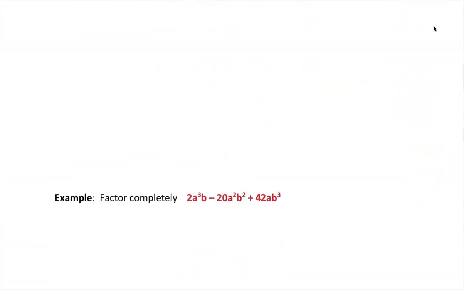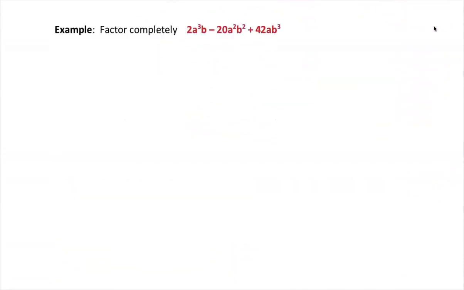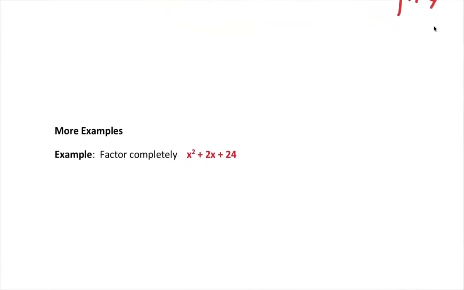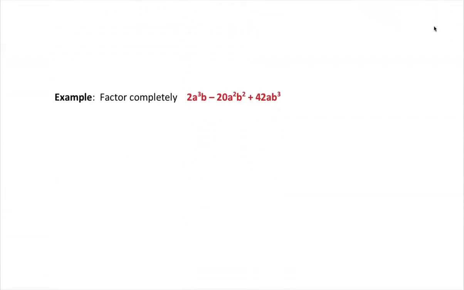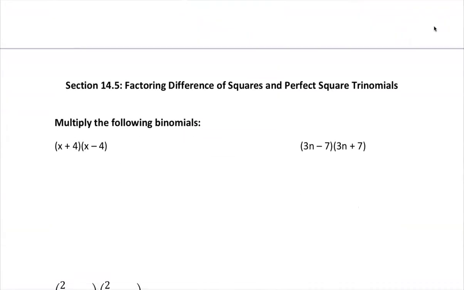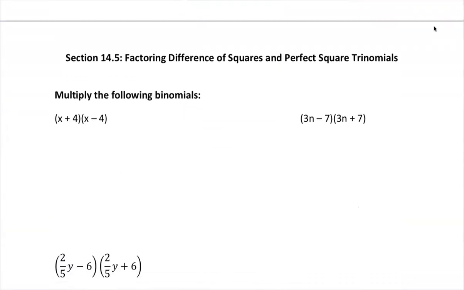Let's see, how many more do we have? Okay, I'm going to leave you there, and let's go to the next section. 14.5, factoring the difference of squares and perfect square trinomials.